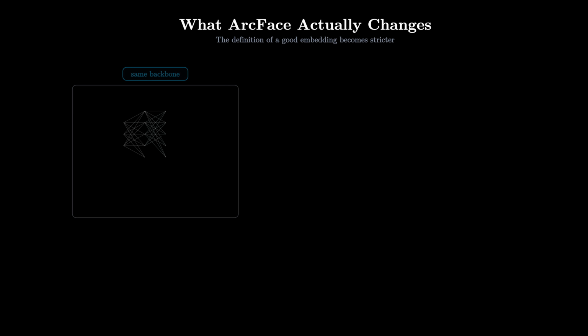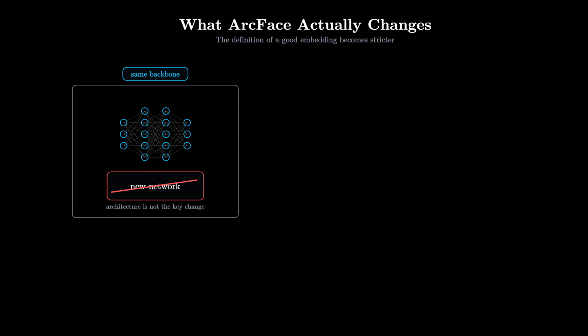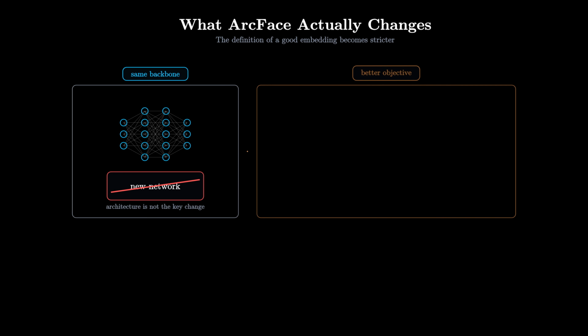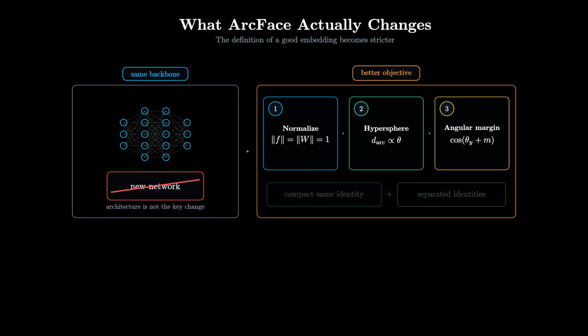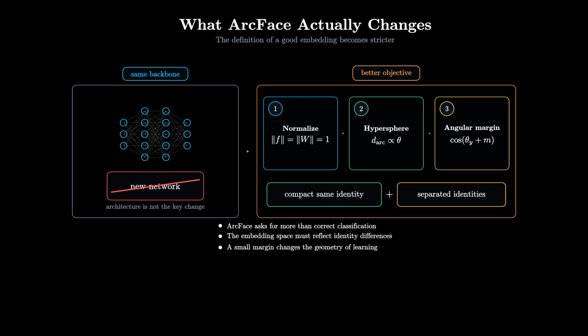The key contribution of ArcFace is not a more complicated network architecture. Its contribution is how it defines a good embedding. An embedding should not only classify correctly, but also reflect clear geometric separation between identities. That is the strength of ArcFace, a small change in the loss function, but a major improvement in how computers understand and represent faces.